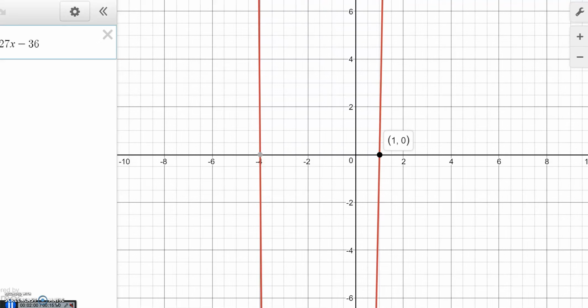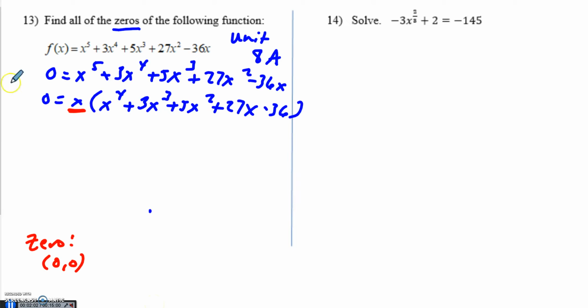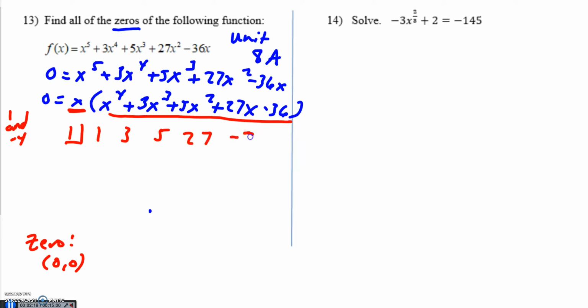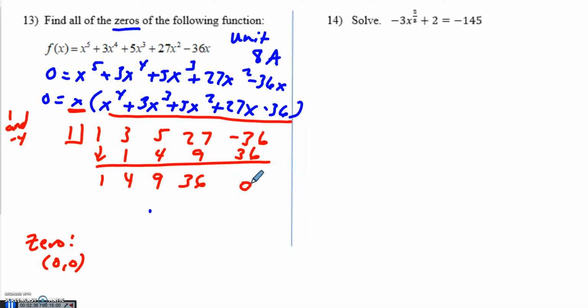I will pick 1. So if I go back here, I'm going to write down that 1 and -4 were options. So if I do synthetic division on this piece here, we already took care of the x down here, I would have 1, 3, 5, 27, and -36. If this is a root, I should get a remainder of 0. So if I bring down the 1, I'd have 1 times 1, 4 times 1, 9 times 1, 27 plus 9 is 36, 1 times 36 is 36, so I do get a remainder of 0.